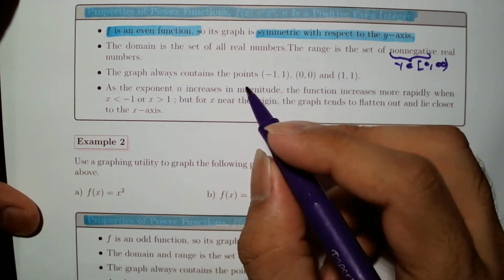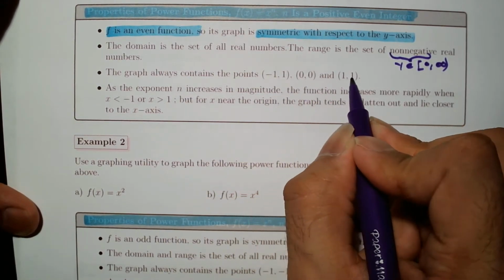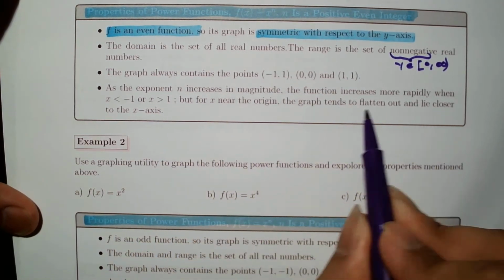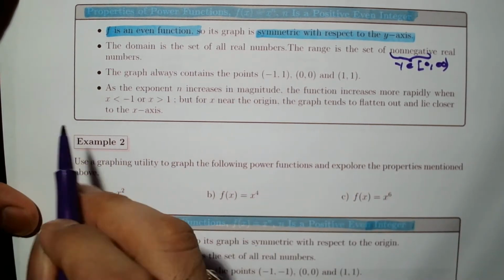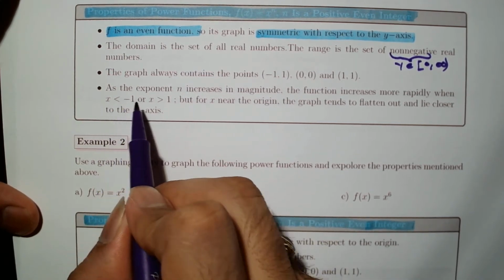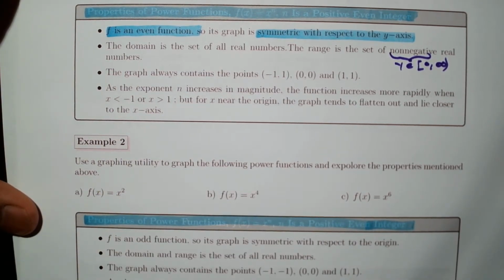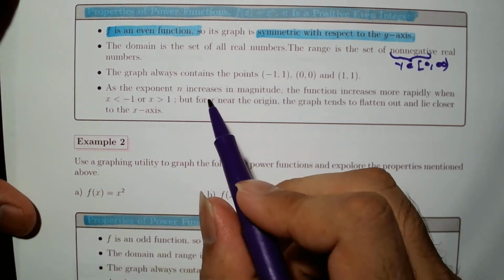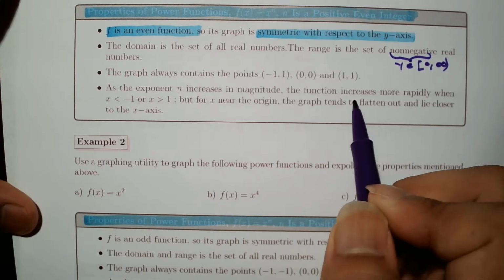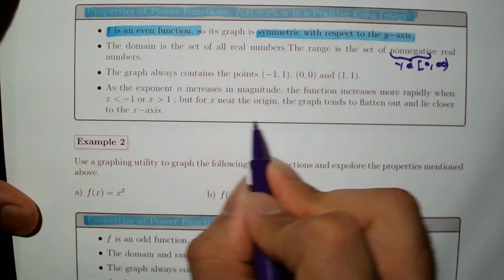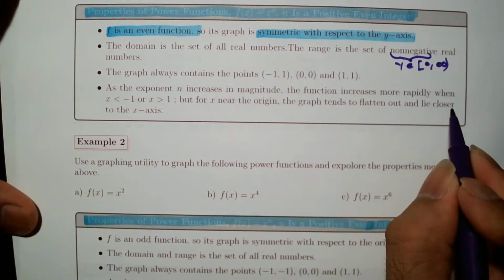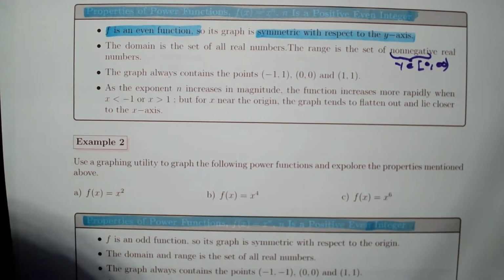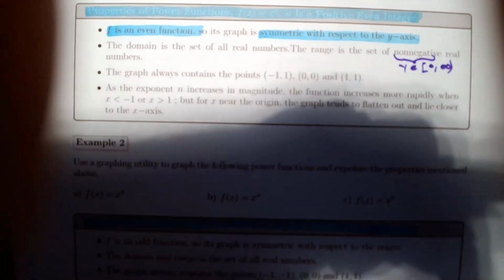The graph always contains the points (-1, 1), (0, 0), and (1, 1). And as the exponent n increases in magnitude, the function increases more rapidly when x is less than -1 or x is greater than 1. But when we get closer to the origin, the graph tends to flatten and lie closer to the x-axis. So we're going to use our graphing calculator to have a look at this.